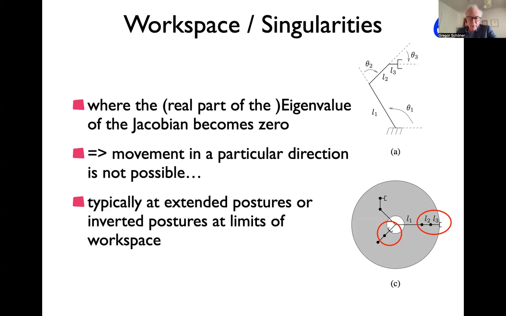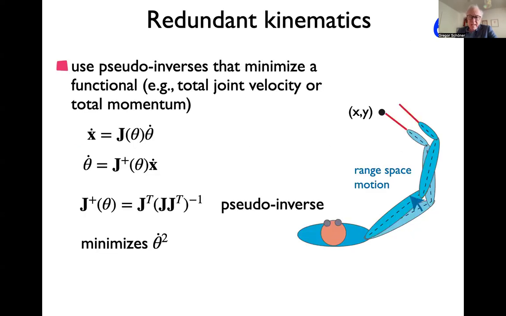We didn't go very deep into that. Redundant kinematics is when the actual number of degrees of freedom is really different. Typically, you have more joints than you need. If you have fewer, then it's sometimes called underactuated. I didn't go into that.